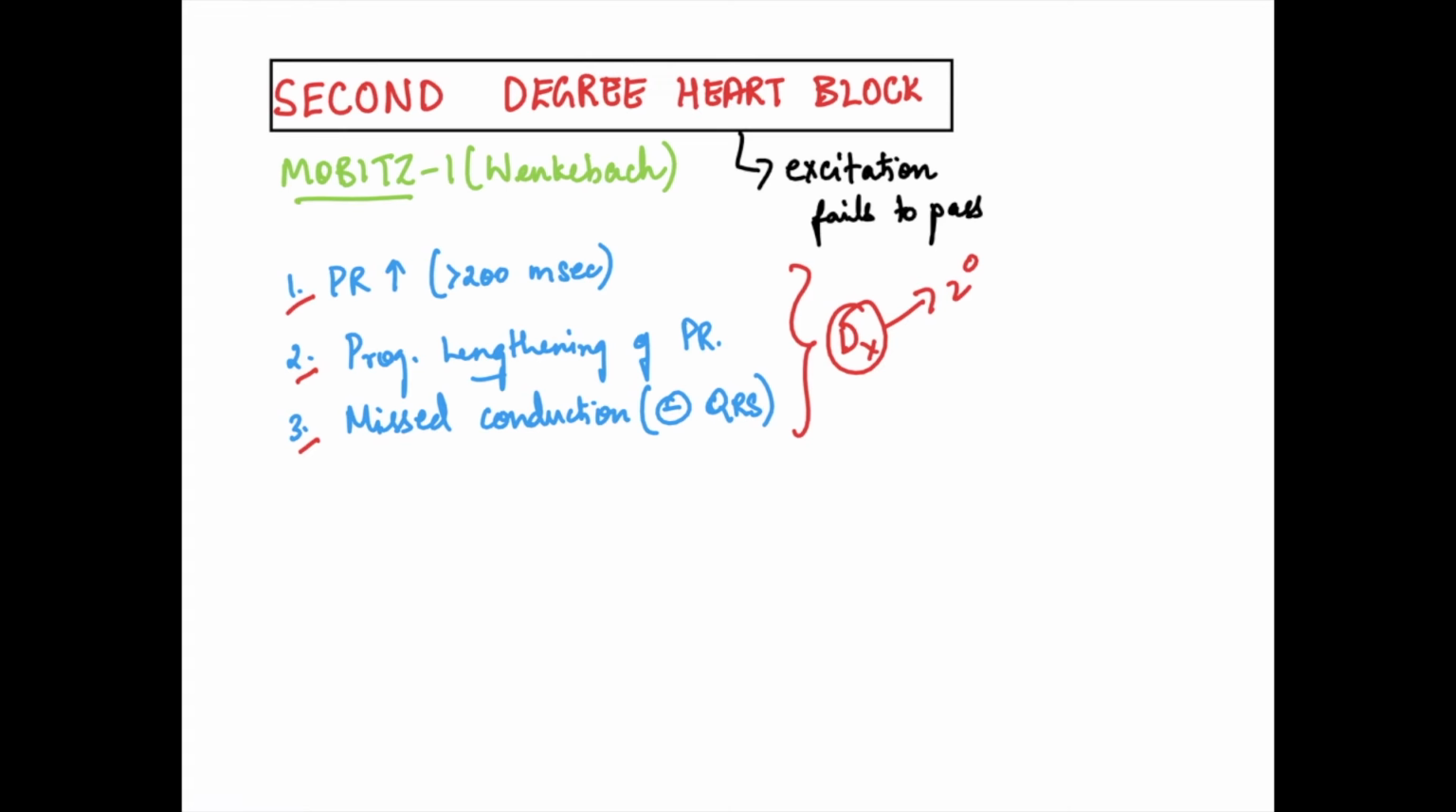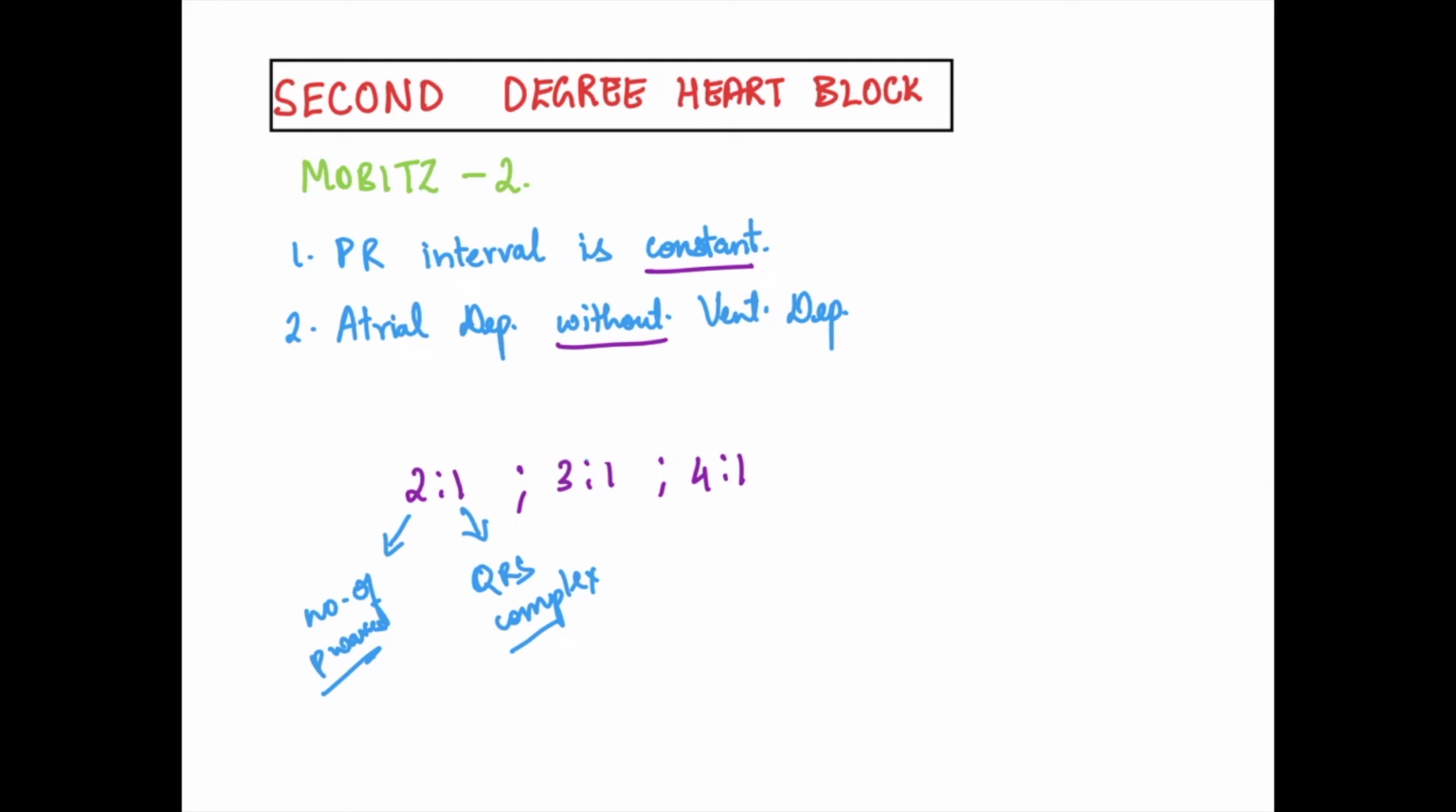So back to Mobitz type 1, you see that PR interval is greater, and there is a prolonged lengthening of PR interval, which is different from Mobitz type 2, which means that PR interval remains constant across the leads.